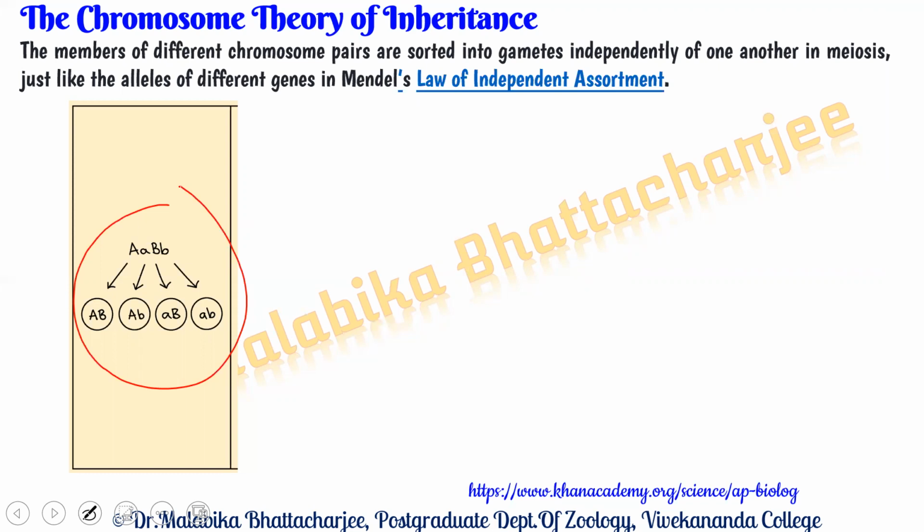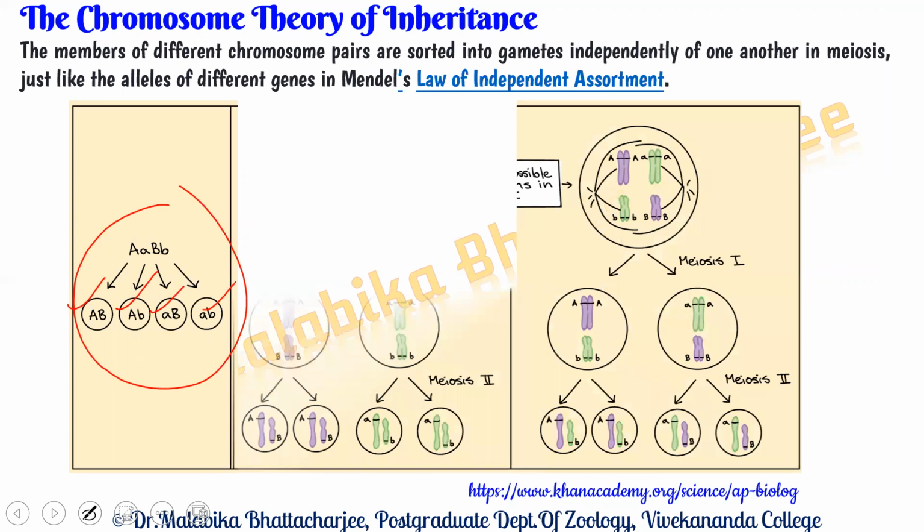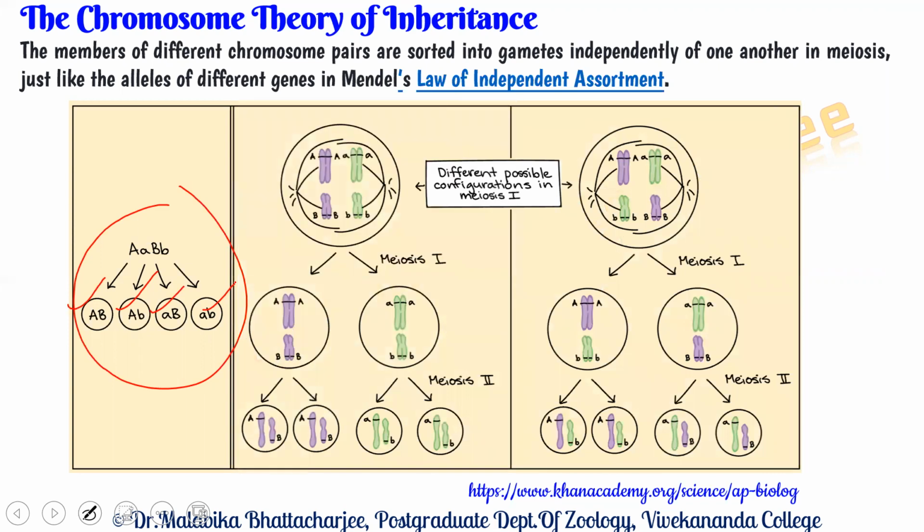If you remember Mendel's dihybrid cross, these were the 4 categories of gametes that were obtained: capital A capital B, capital A small b, small a capital B, and small a small b. Now let us look into the 4 cases. This is the picture that I started with in today's class. So you have 2 gene pairs undergoing meiosis.